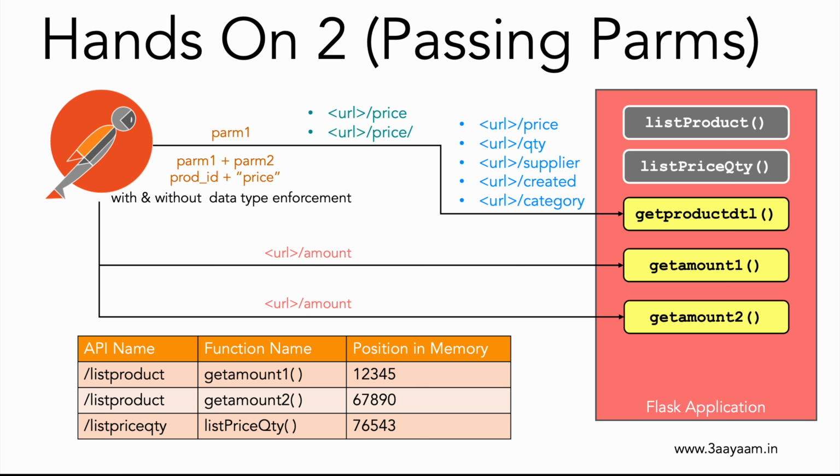We'll make sure that all these URLs actually are mapped to the same Python function, but the function behaves differently based on the URL endpoint. Of course, we'll have to apply some logic in the Python function for these URLs. But the main topic of discussion here is how do we route multiple URL endpoints to the same Python function, or how do you map multiple URL endpoints to the same API in Flask.